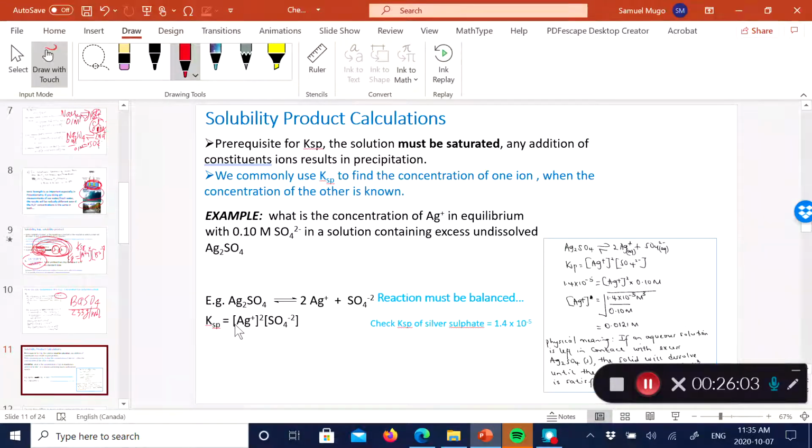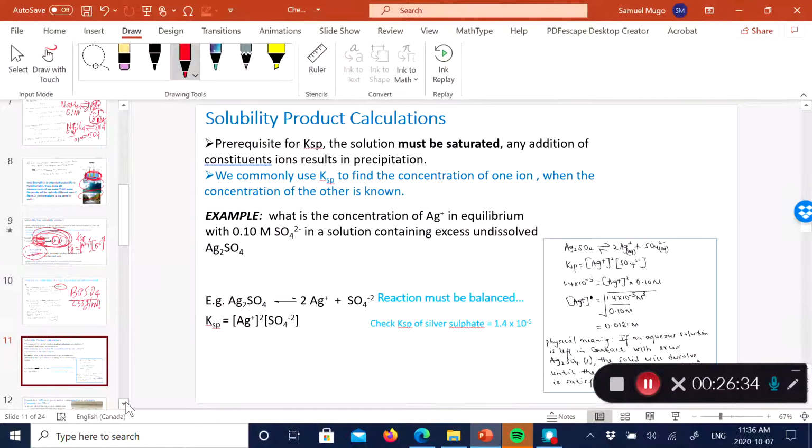The KSP is equal to the products raised to their stoichiometry. You can see that. In this case, I already know the concentration of sulfate, which is 0.1, so I can substitute it here. The KSP is already known. It's 1.4 times 10 to the power minus 5. And so I can calculate the concentration of the silver ions in solution in this salt, based on that simple expression.